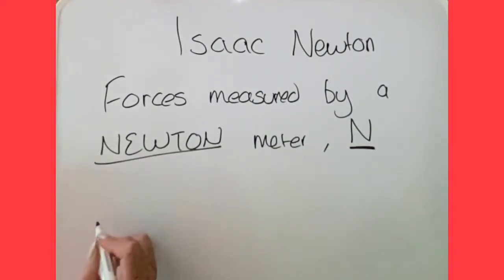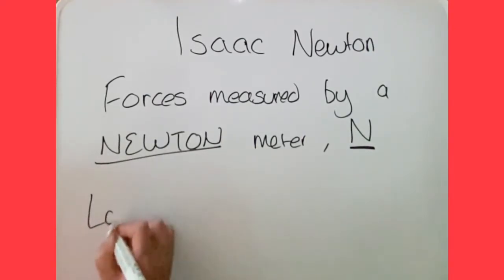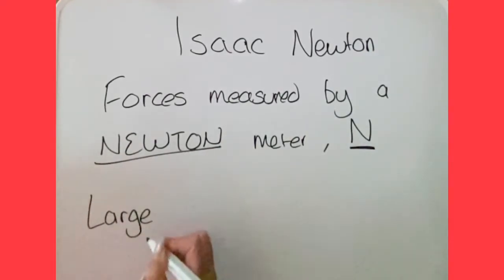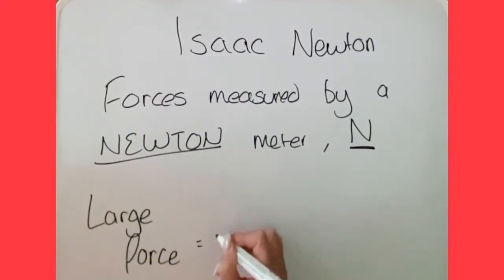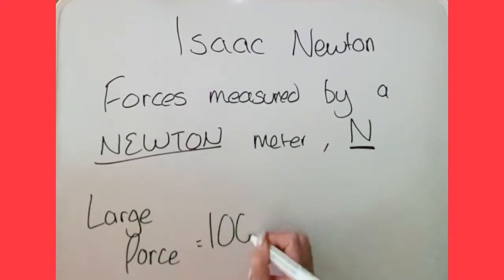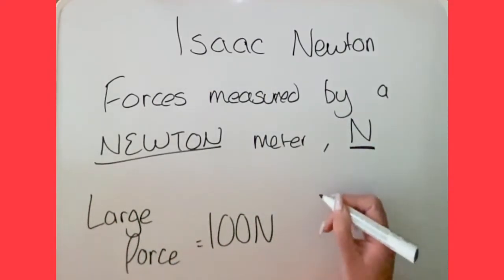The larger the number of newtons, the greater the force. For example, 100 newtons would be a large force. And the opposite applies for small forces. So the smaller the number, the smaller the force. For example, 1 newton.